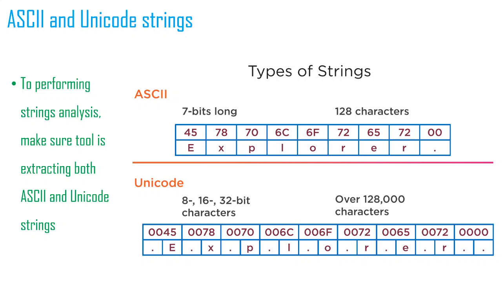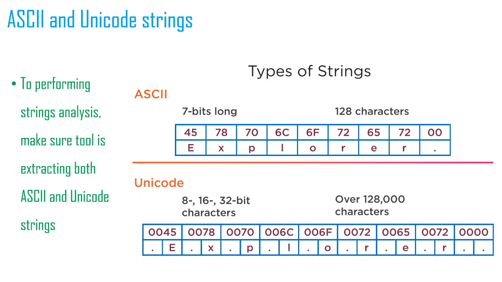As I said earlier, the types of strings are ASCII and Unicode. ASCII strings are 7-bit long, and we have 128 characters in the combinations of alphabets, numericals and some symbols. Simply put, the characters you see on the keyboard make up these 128 characters.